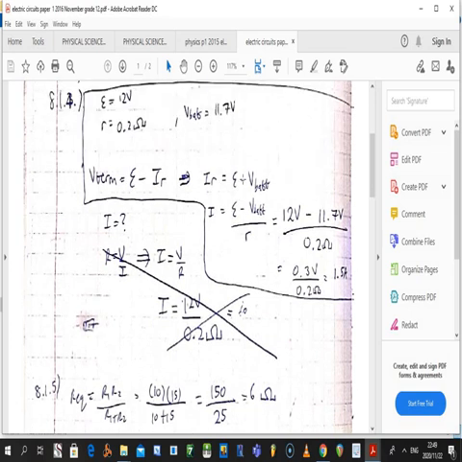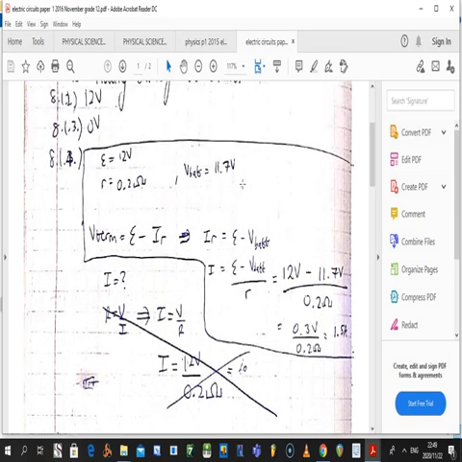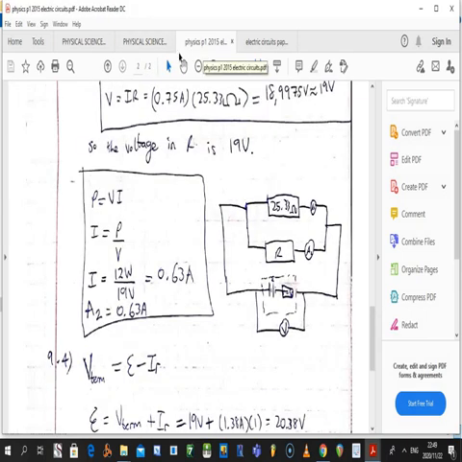So they want us to calculate the current in the battery. We can use our expression from 2015: V term equals epsilon minus I r. We have epsilon, we have small r, we have V term, we just want I. Because they told you that's 11.7, that's 12. R, we've been told as well, we just have to solve for I.